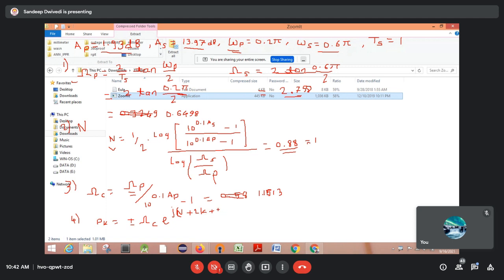You need to find out that P0 with 2k plus 1, pi upon 2N. So just put the values and try to find out this pole P0. Here N is 1 and k is 0. Omega c we have already calculated, that is the cutoff frequency. Try to find out the pole. You will get two values, plus and minus.